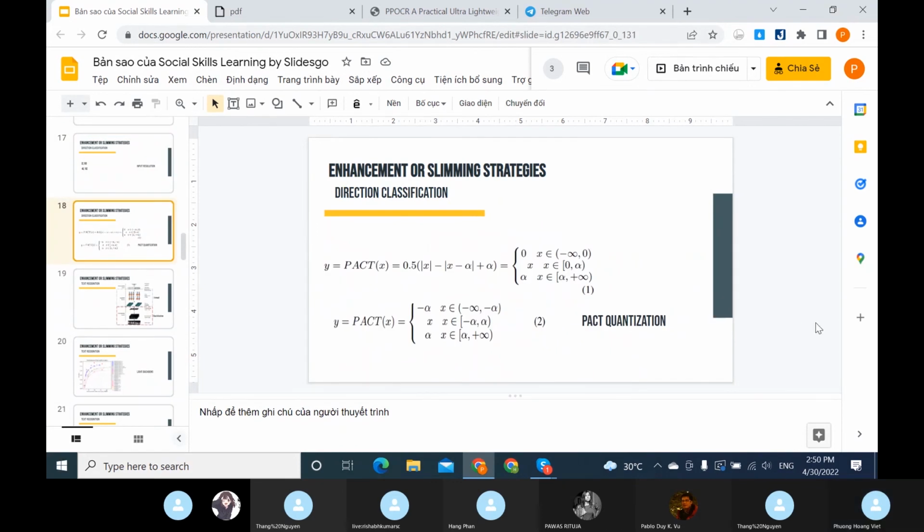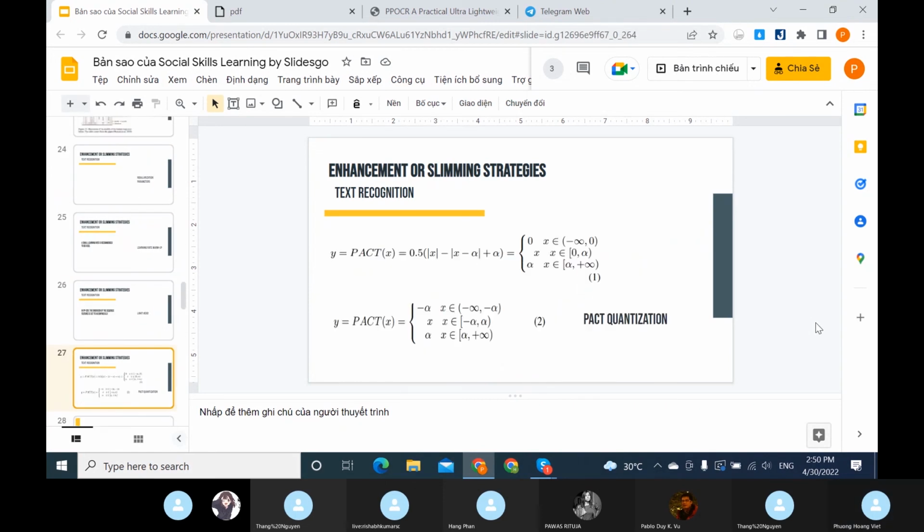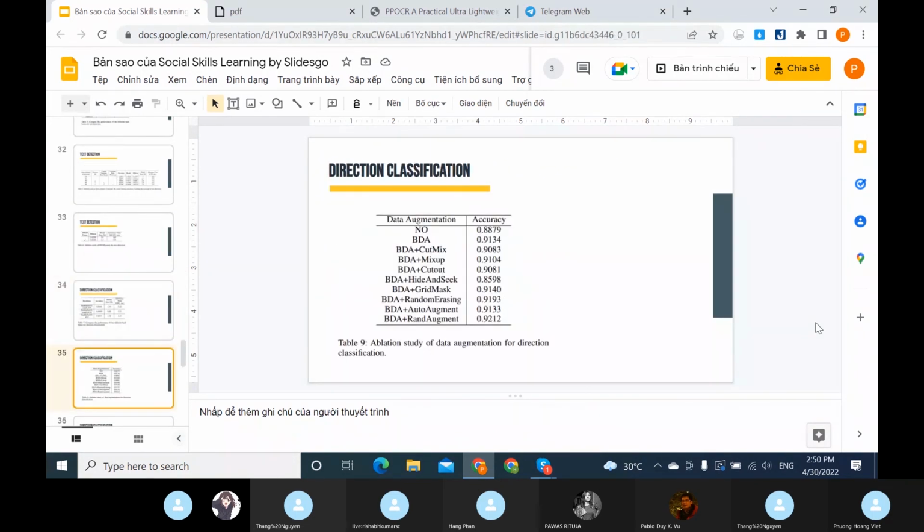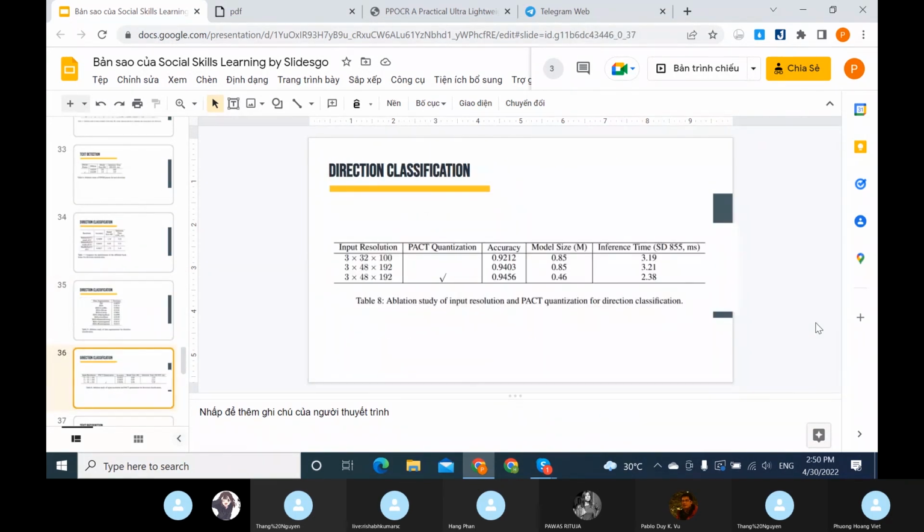Can you open the table about PACT quantization, the table about the experiment? Yeah, here. So it also increases accuracy and also reduces the inference time. So it's a win-win situation, not a trade-off. So it's very interesting.